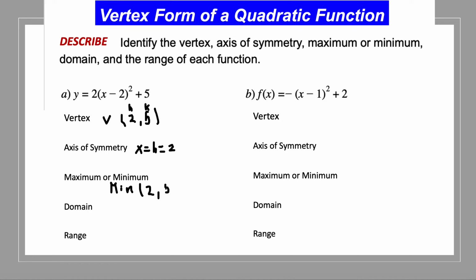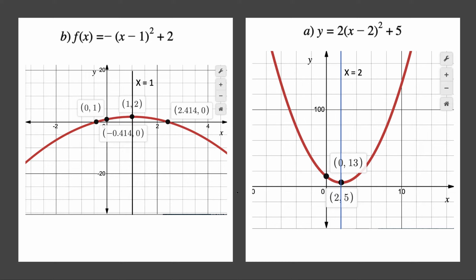The domain of a quadratic function is all real numbers. Always, a quadratic function has the domain from minus infinity to infinity. The range of the function is from the minimum, from this point here, to infinity. So the range is from 5 to infinity. I'm sorry, not 2, from 5 here to infinity.